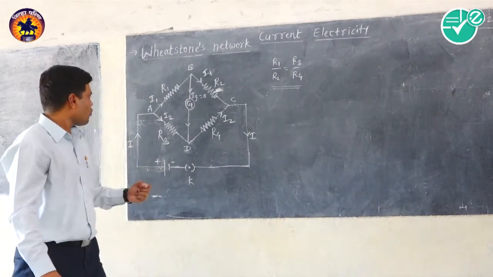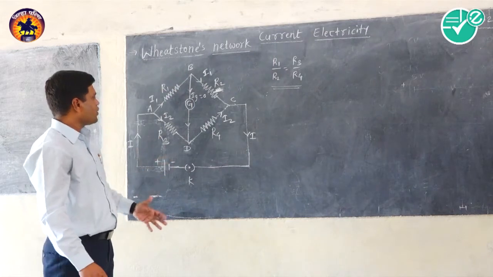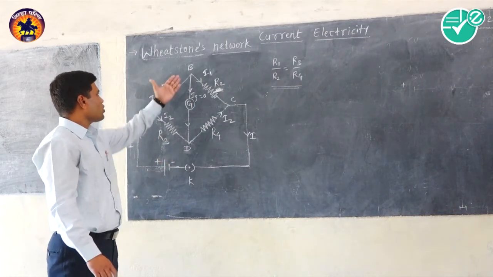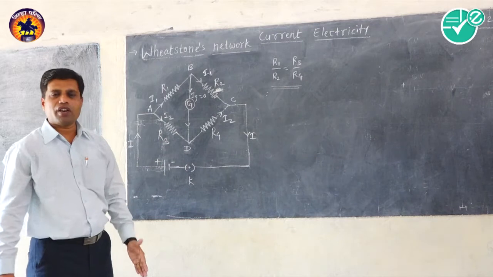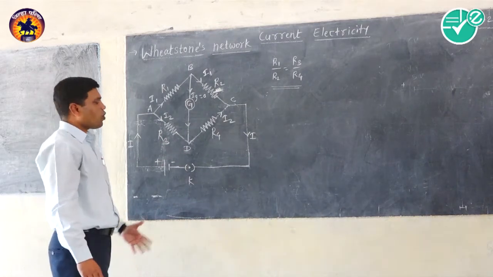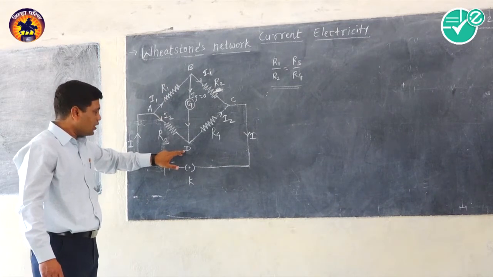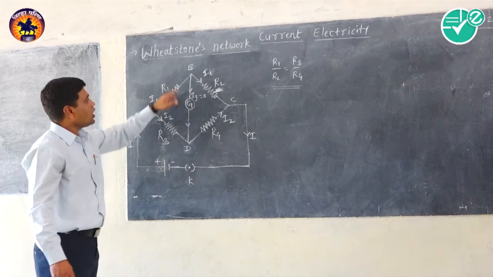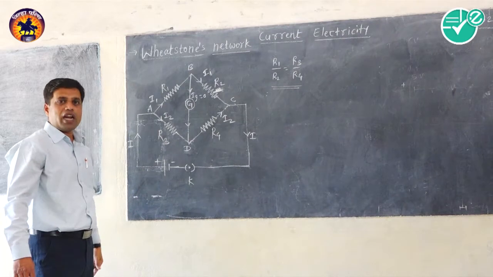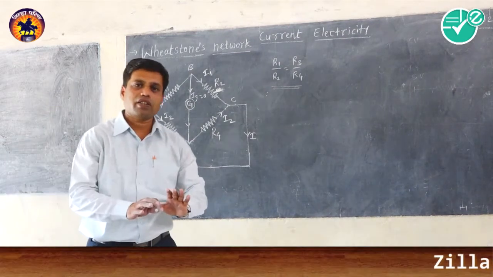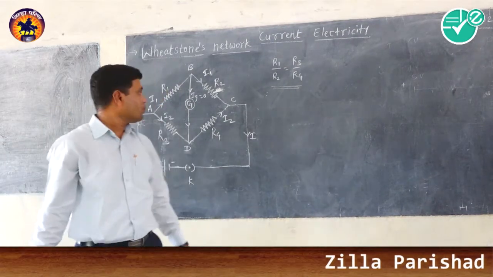Some student asks, sir, what will happen if the bridge is not balanced? Suppose B and D do not have equal potential. Then in that case, what will happen? If point B has higher potential than point D, then current will flow from B to D, and the Wheatstone's bridge in this case will not be balanced.